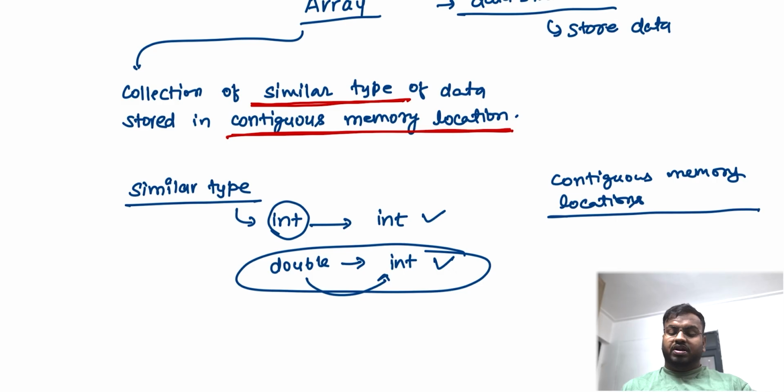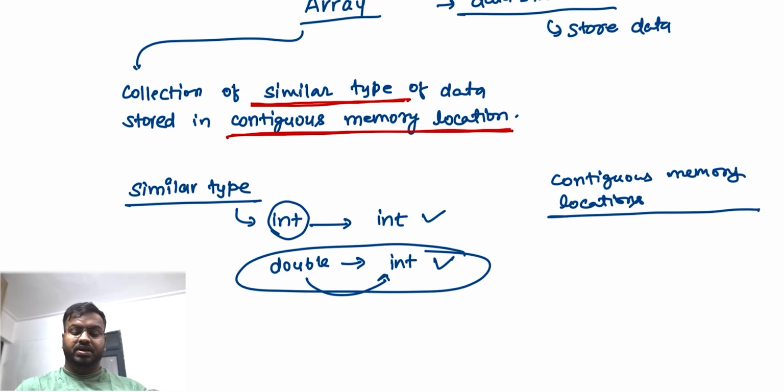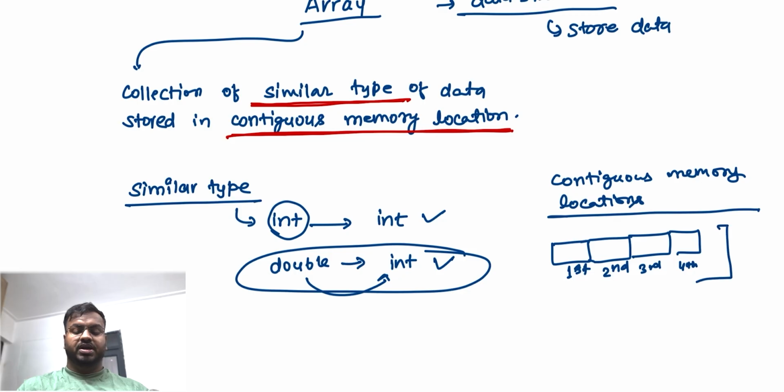An array stores every element in contiguous memory locations. For example, if the first element is here, then the next element will be next to this first element. So the next element will be here, then the next element will be here, and the next here. So this is contiguous memory fashion.